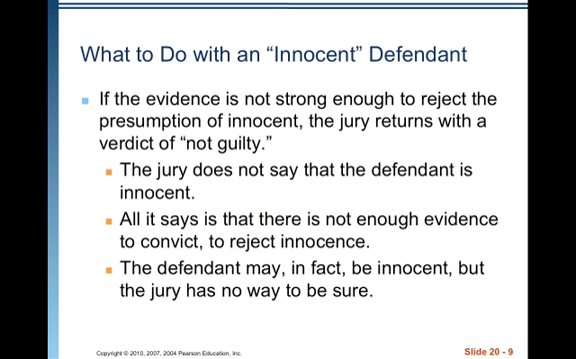What do we do with the quote-unquote innocent defendant? If the evidence is not strong enough to reject the presumption of innocence, then the jury returns with a verdict of not guilty. The jury does not say that the defendant is innocent. All it says is that there is not enough evidence to convict, to reject innocence. The defendant may in fact be innocent, but the jury has no way to be sure. The defendant may in fact be guilty. It's just that the evidence provided wasn't enough to make the jury say, oh yeah, beyond a reasonable doubt, this person is guilty.